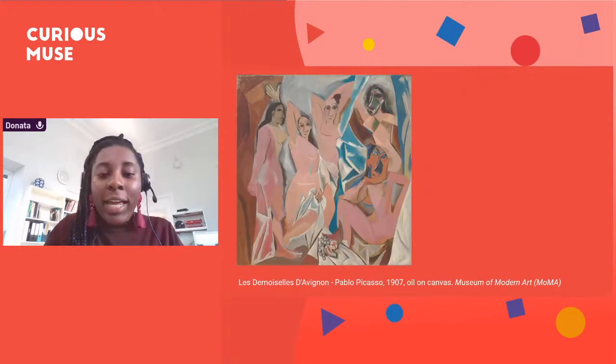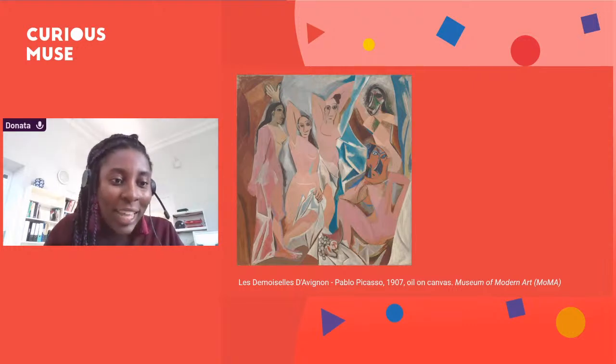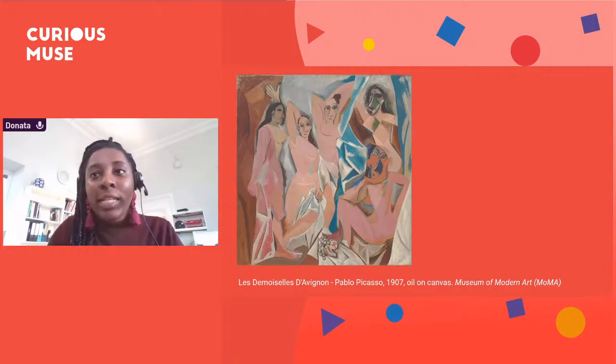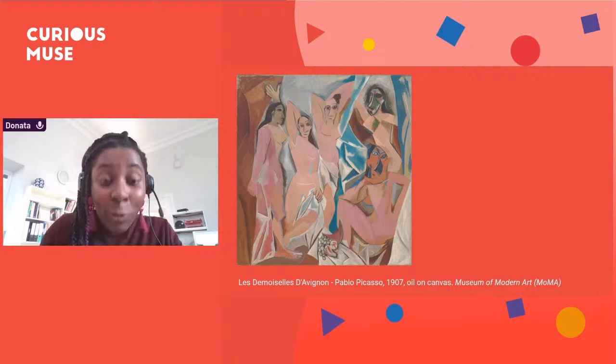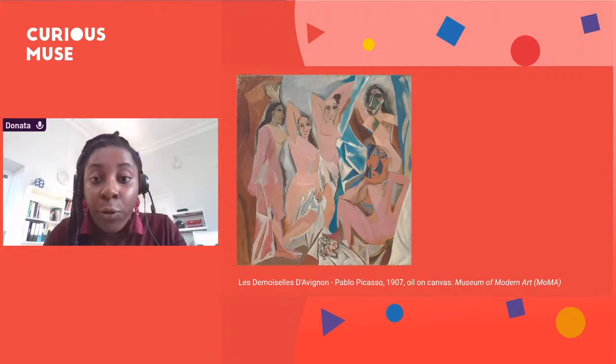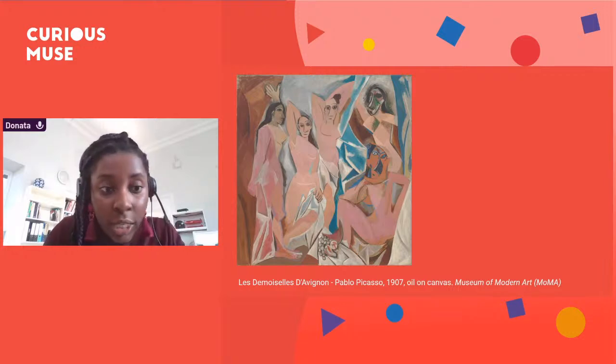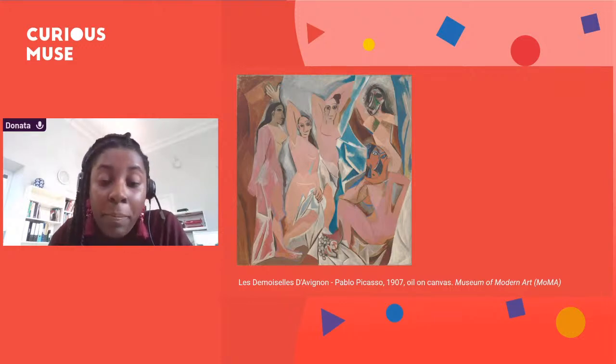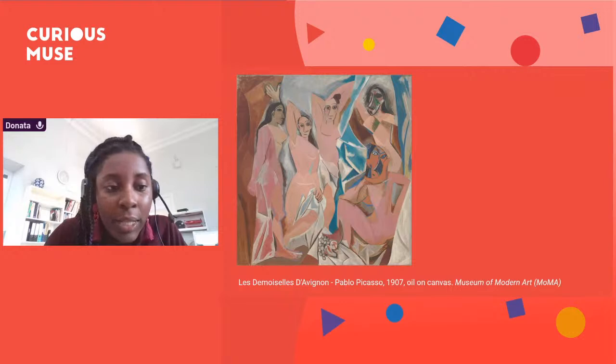A great work that shows this influence is the Young Women of Avignon, or Les Demoiselles d'Avignon, by Picasso, also 1907. And this is at MoMA. And for this artwork, just to give an introduction, it's named after a street in Barcelona that was known for its brothels, and it was a street that Picasso had himself frequented. It features five naked women. It has an Iberian influence.